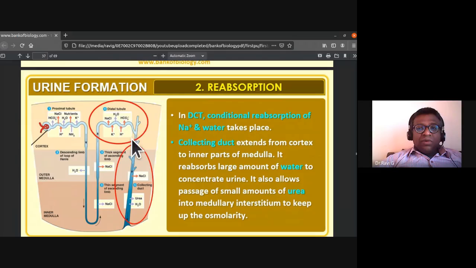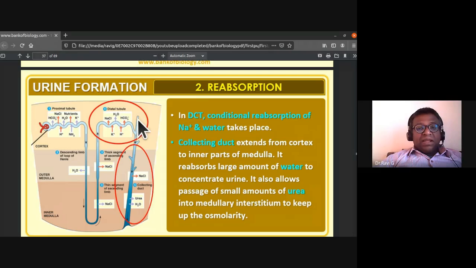In the distal convoluted tubule, there is conditional reabsorption of sodium ions and water.